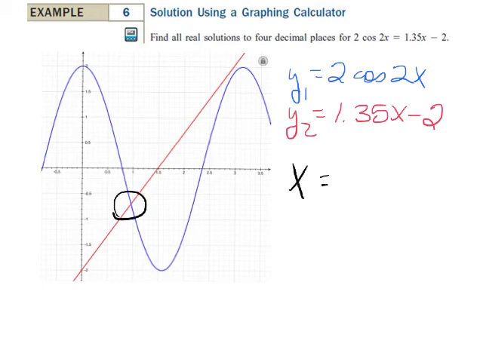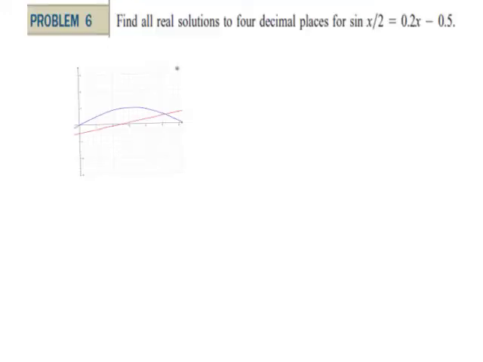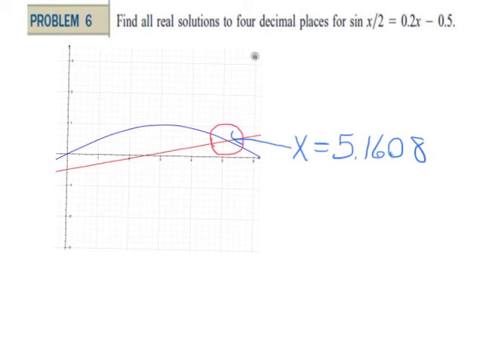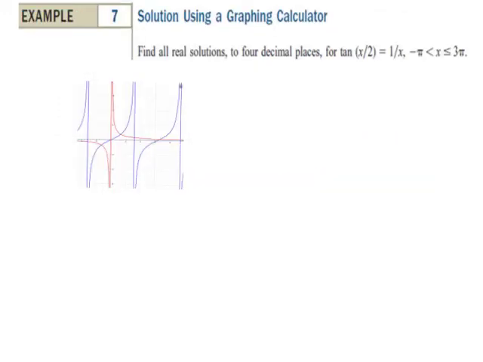So the answer is it intersects at x equals 0.9639. That's all you have to do. To find that intersection, press second calc, number 5, which is intersection, put your little x's, and you're good. Time for you to press pause. Here's the solution. Okay, let's move on.